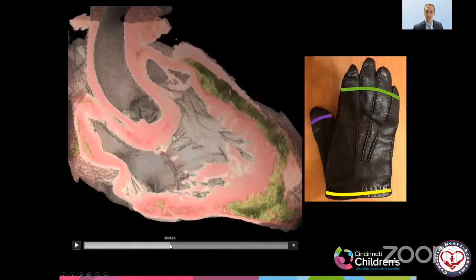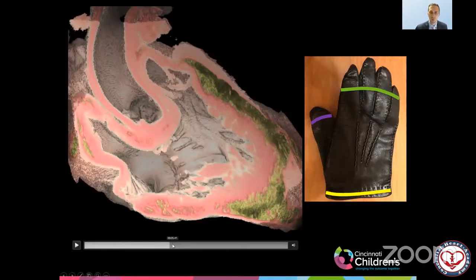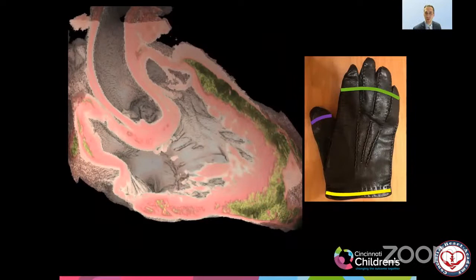And so where this really becomes difficult for the imagers to understand is when we're dealing with very complex congenital heart disease, such as found in isomerism or found in hearts with twisted atrioventricular connections. And so what may be more helpful is trying to think about the ventricle as a three-dimensional entity. And instead of thinking about handedness, trying to think about the ventricle as a glove.